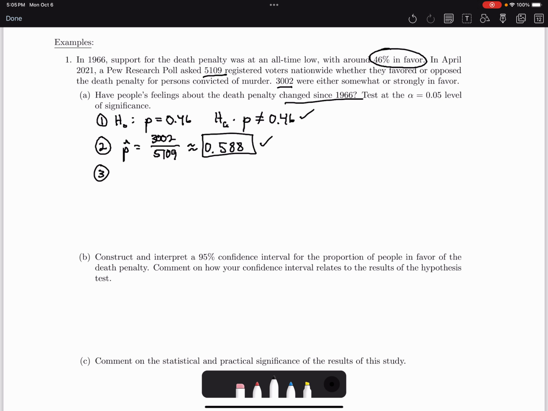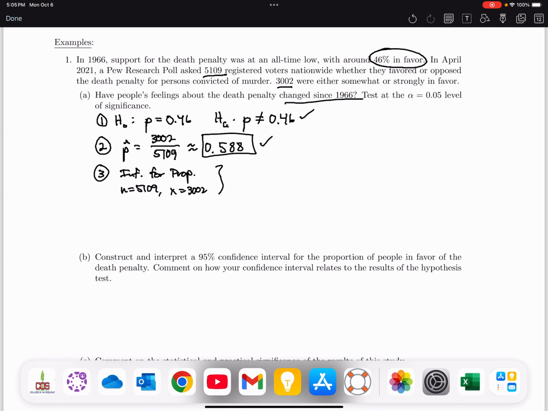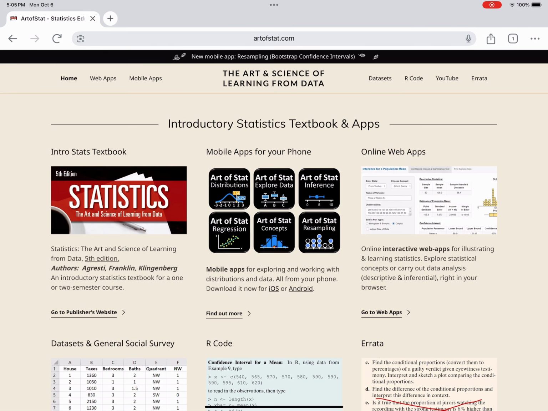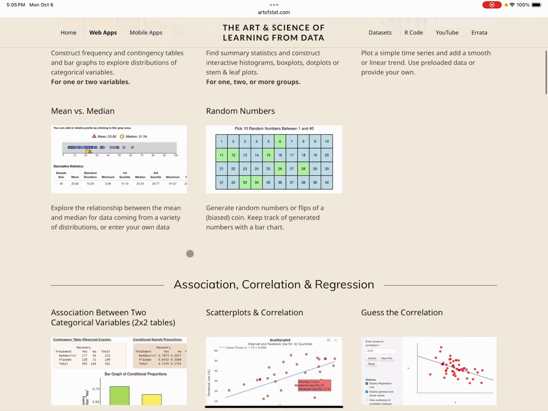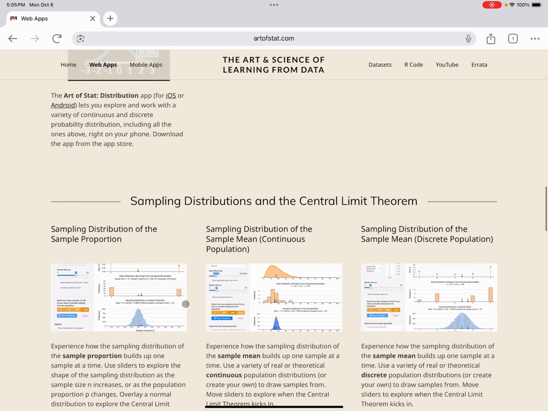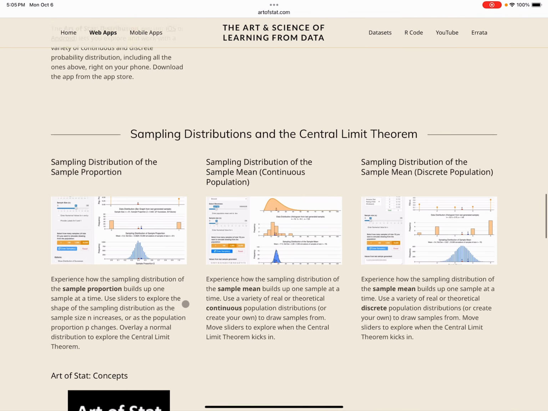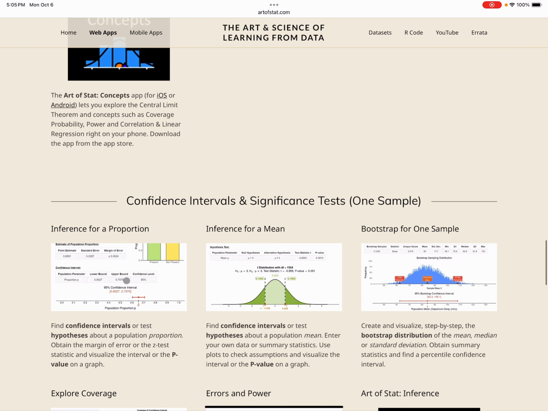Since we're testing a proportion, we're going to go to inference for a proportion. We're going to enter 5109 for the sample size and 3002 for the number of successes. And then we'll see what we get for the p-value. So let's head over to Art of Stat. Okay, web apps, scroll down. Here we go, inference for a proportion.